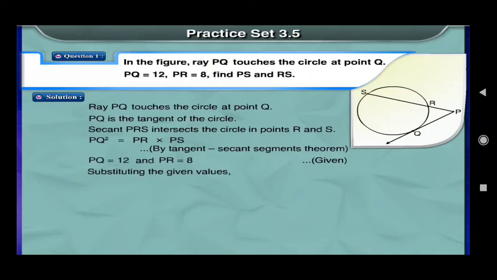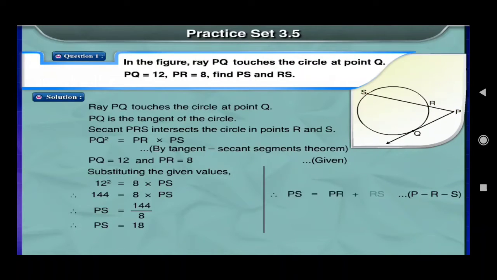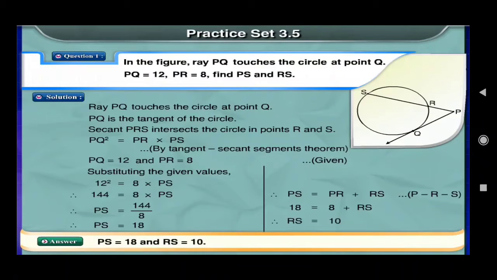Substituting the given values, we get 12 square is equal to 8 into PS. Therefore, 144 is equal to 8 into PS. Therefore, PS is equal to 144 upon 8. Therefore, PS is equal to 18. Now, point R lies between points P and S. Therefore, PS is equal to PR plus RS, which means 18 is equal to 8 plus RS, and therefore RS is equal to 10. Answer: PS is equal to 18 and RS is equal to 10.